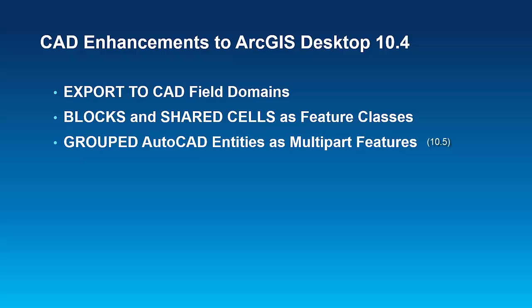When ArcGIS data is exported to AutoCAD files using the Export to CAD Geoprocessing tool, field domains are now included in the output schema. This is especially useful for those working with these exported AutoCAD files inside the ArcGIS for AutoCAD plugin. The second major enhancement is the treatment of AutoCAD blocks and MicroStation shared cells.